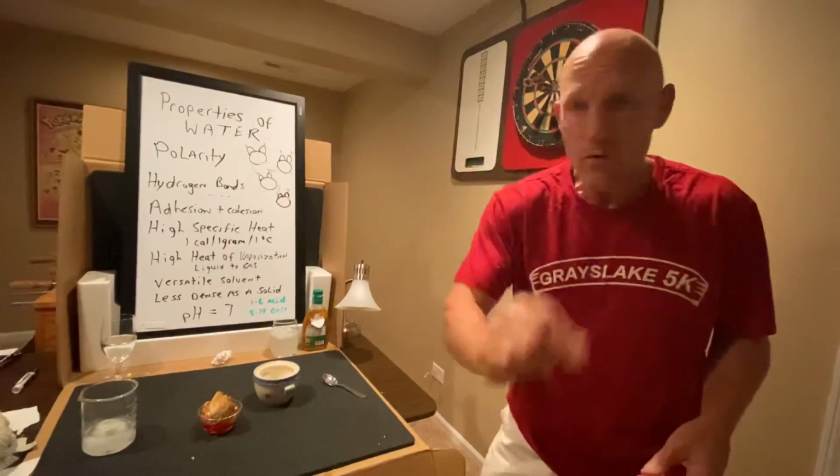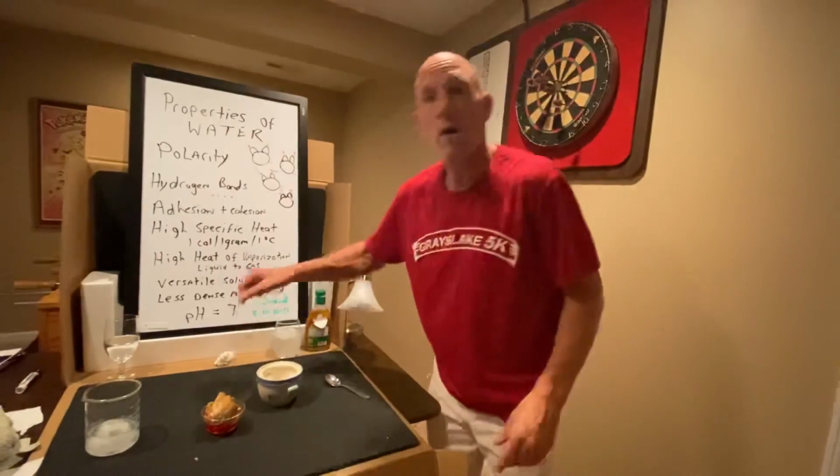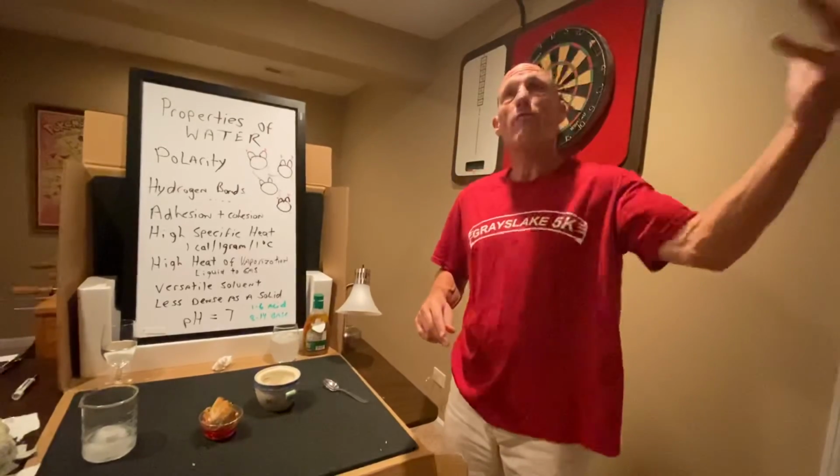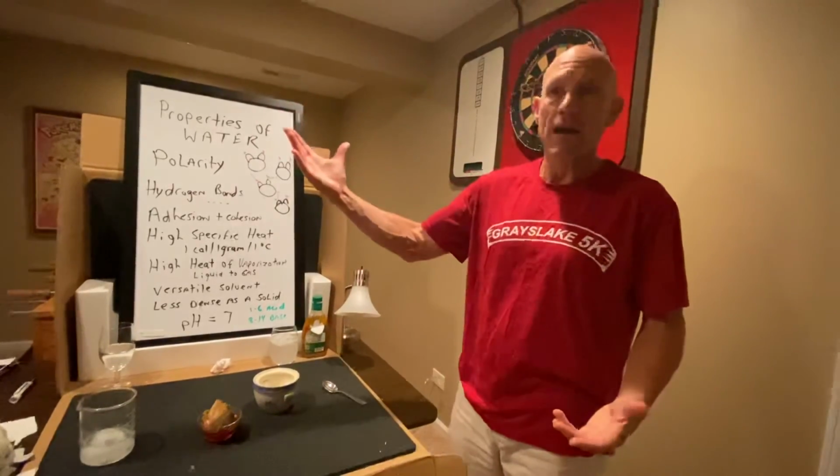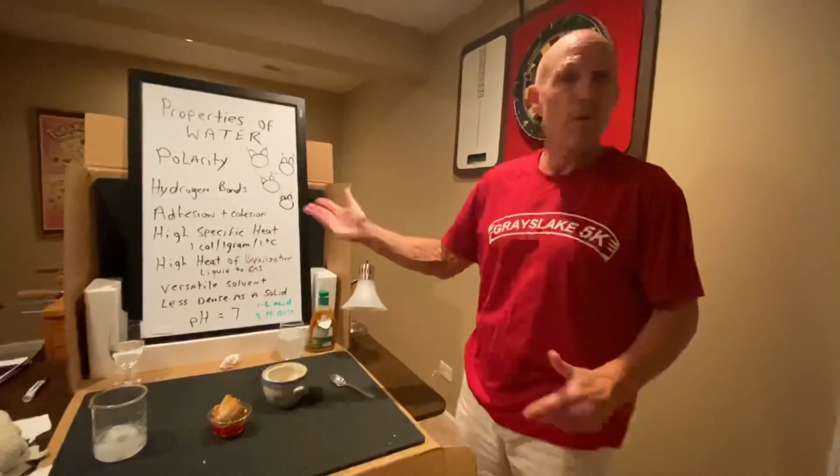We are mostly water, 70% water, because we want to be neutral. We want an equal number of hydrogen and hydroxide ions. We don't want too many of either one.